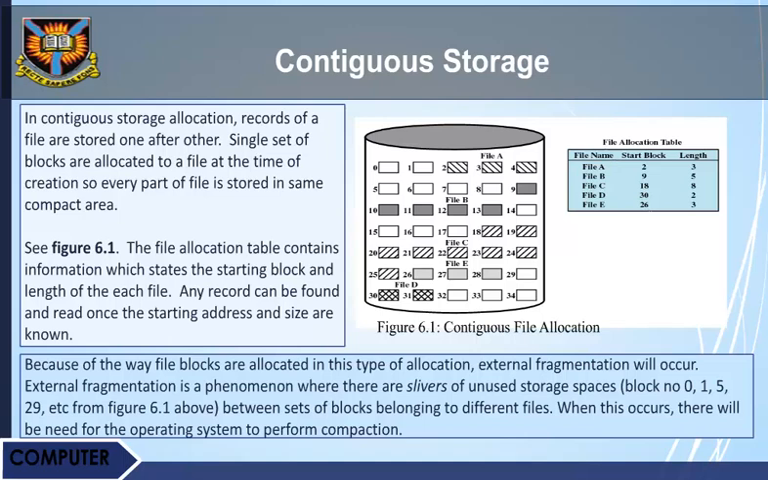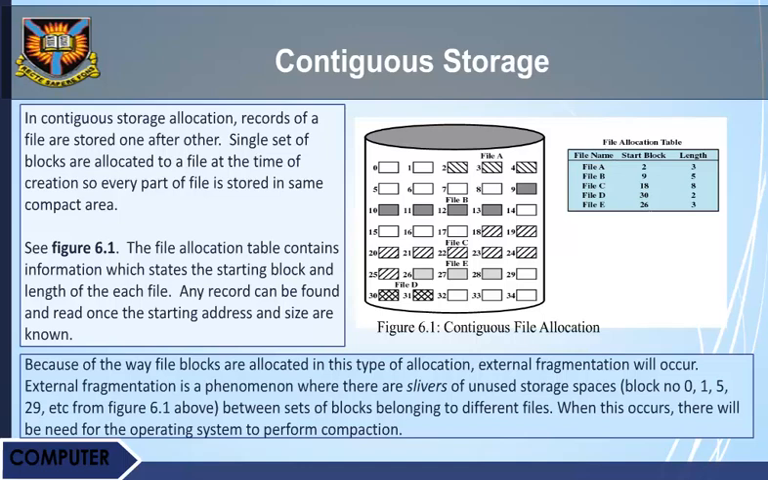Because of the way file blocks are allocated in this type of allocation, external fragmentation will occur. External fragmentation is a phenomenon where there are slivers of unused storage spaces, block numbers 0, 1, 5, 29, etc. from figure 6.1 above, between sets of blocks belonging to different files.